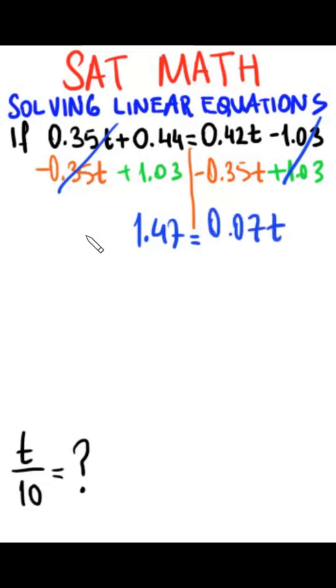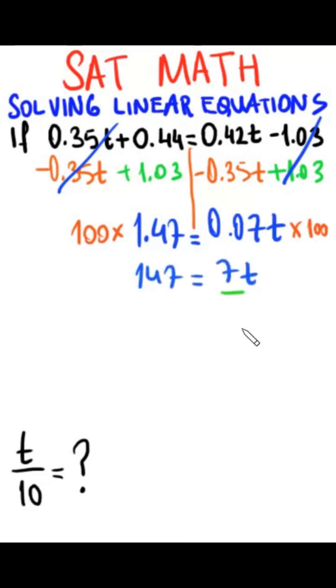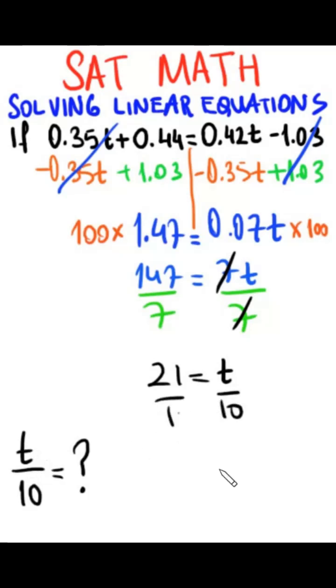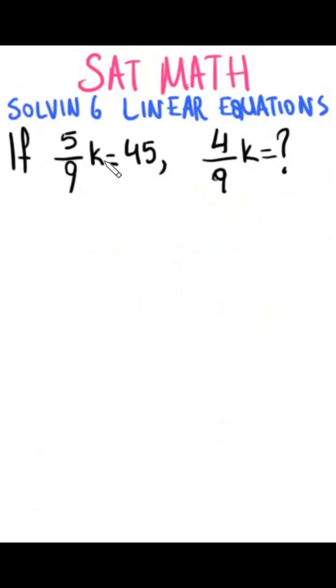Multiply both sides by 100, then you get 147 equals 7t. Divide both sides by 7, then these two 7s will be cancelled out. 147 divided by 7 is 21, so t equals 21. Since the question is t over 10, when we divide both sides by 10, we're going to get t equals 2.1.